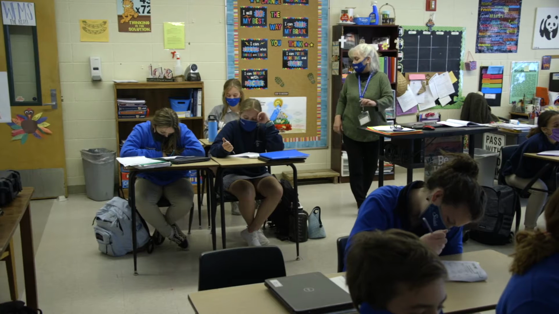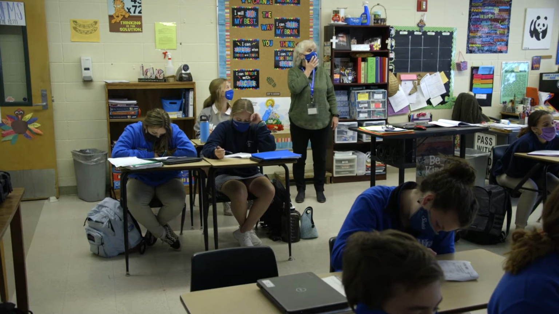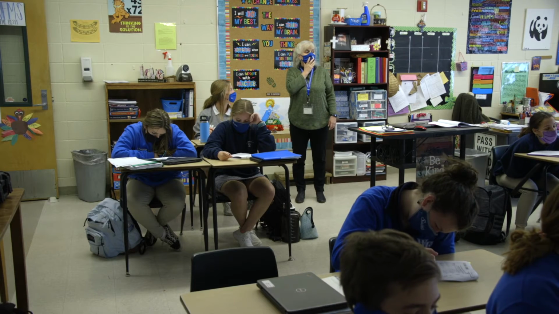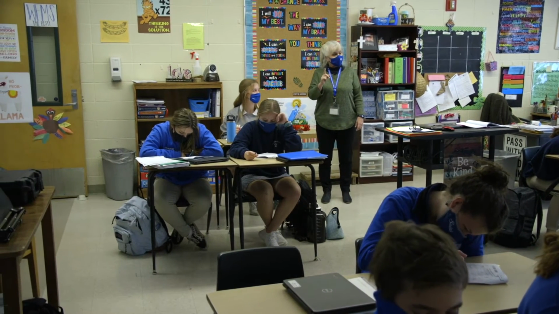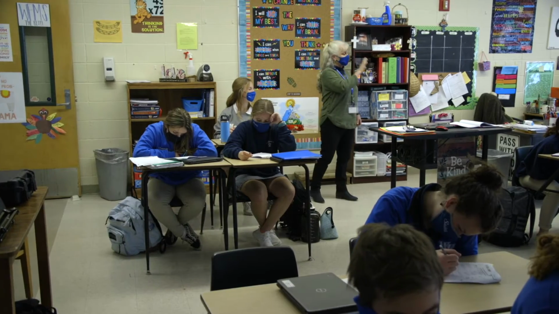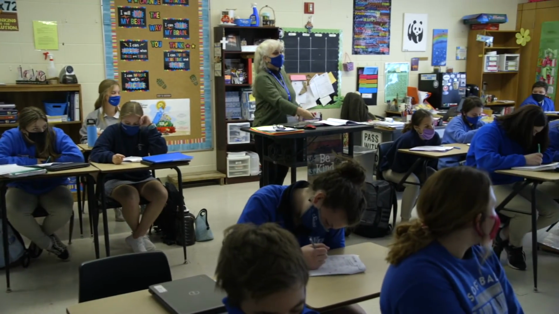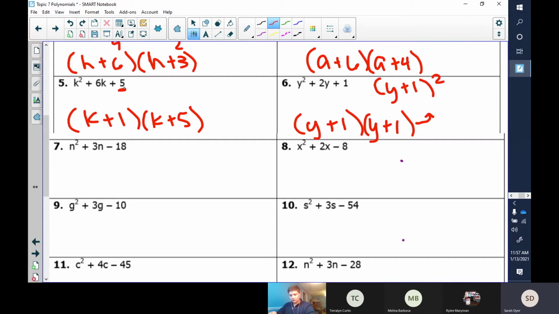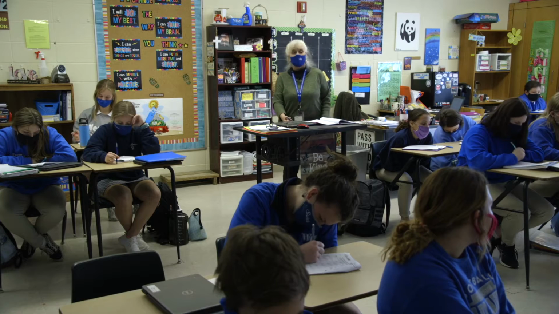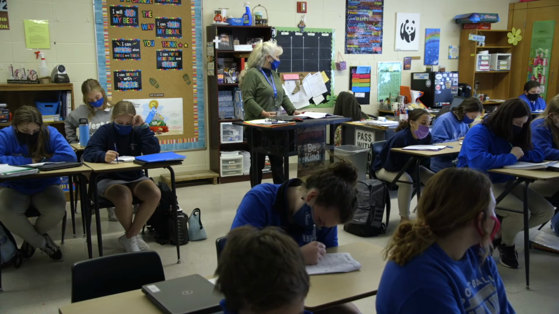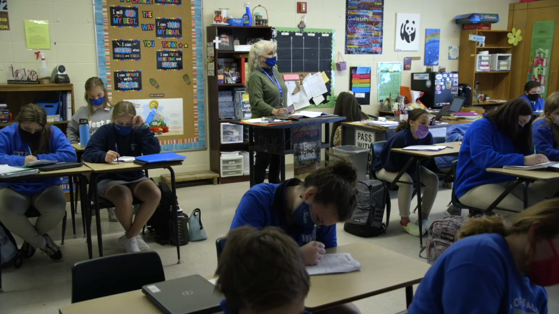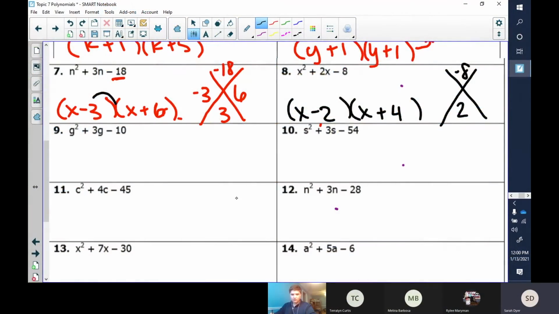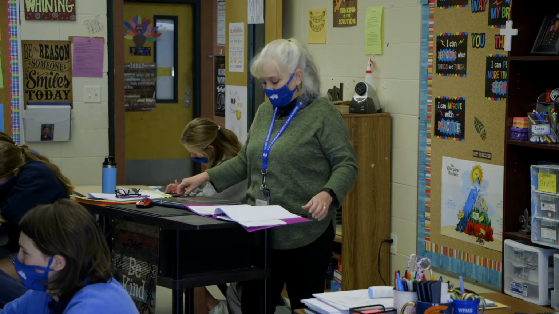For number 5, I got k plus 2 and k plus 3. I can see why you did that, because you're thinking of things that make 5. But we have to multiply to get this number, and 2 times 3 is not going to give you the 5. So you multiply to get C, and then you have to add to get the middle term. What I would like you to do then is do 9 through 12, and then we'll check it.